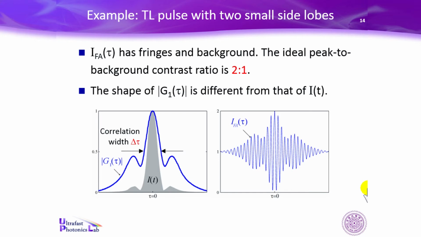And usually we define the full width at half maximum of the G1 absolute value function by the correlation width delta tau。所以它不叫 pulse width delta t，它叫 correlation width delta tau。And usually delta t and delta tau might have a certain fixed ratio, if the shape is known in advance.